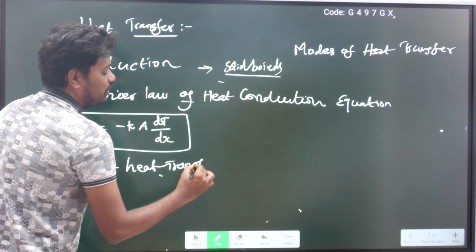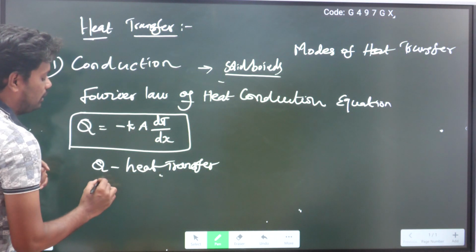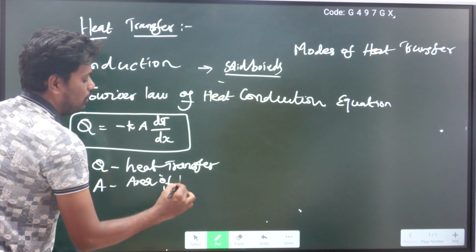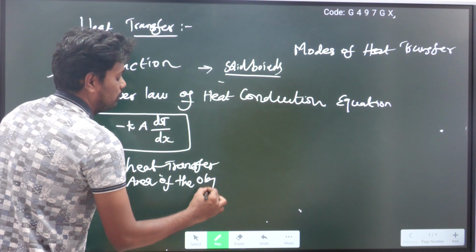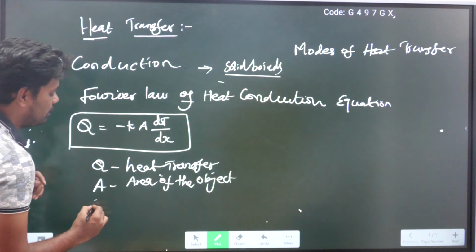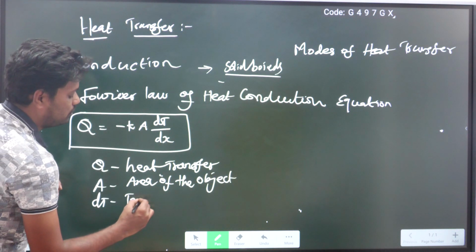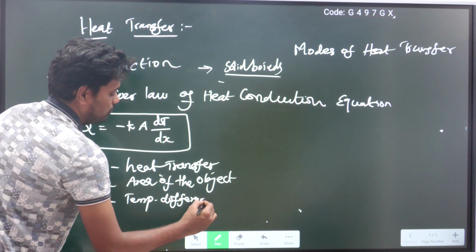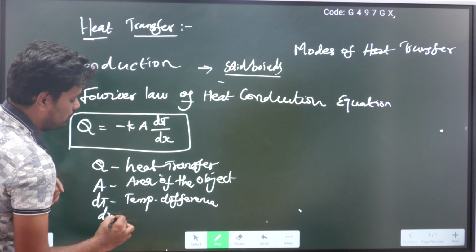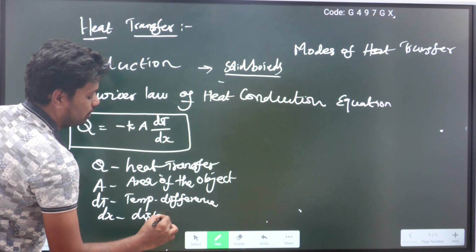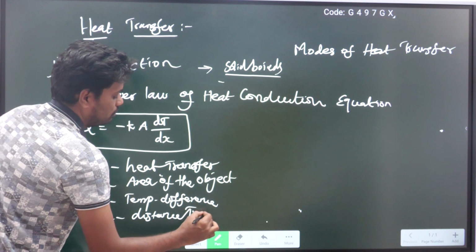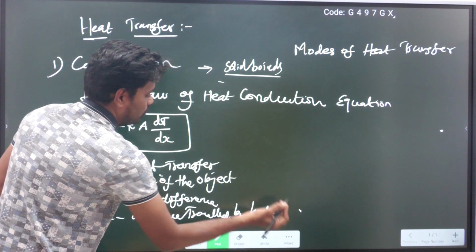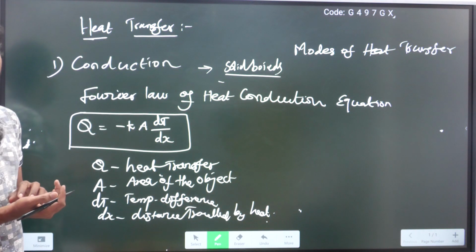Q is the amount of heat transfer, A is the cross sectional area of the body, the area of the object, you can take any object, dT is the temperature difference, and dx is the distance travelled by the heat. So this is the Fourier law of heat conduction equation.